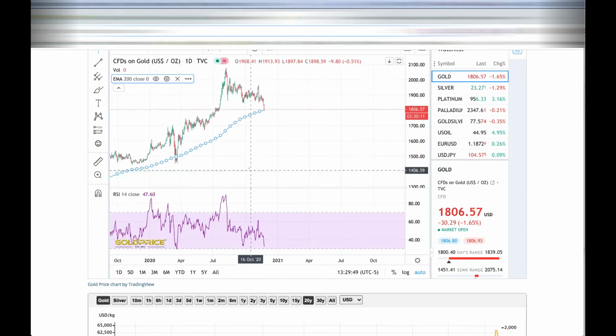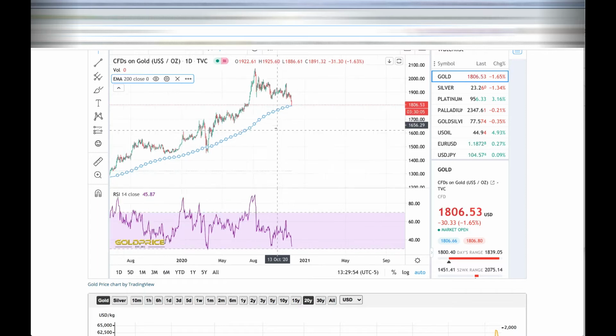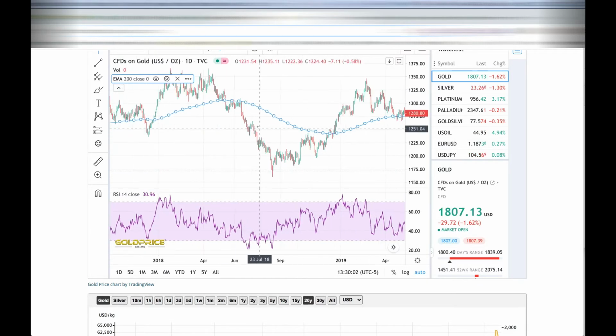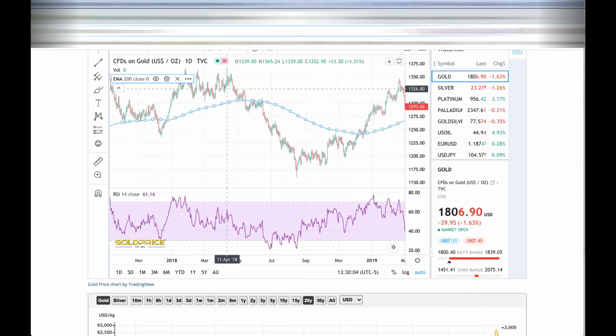Now, do I think we might go down? I think we're approaching some buying opportunities, because if we look at the previous crossovers, the crossover took almost a month before we seriously crossed over the line. However, we did cross over.